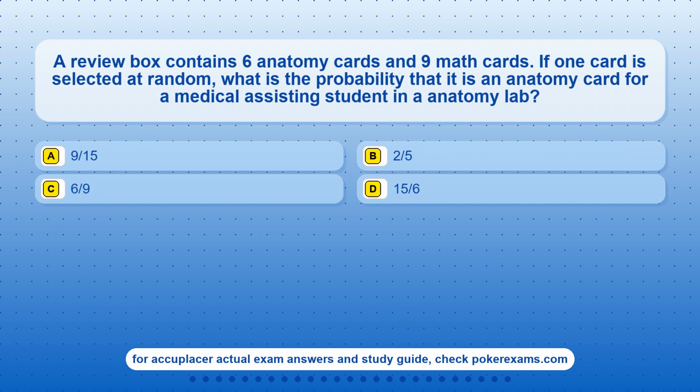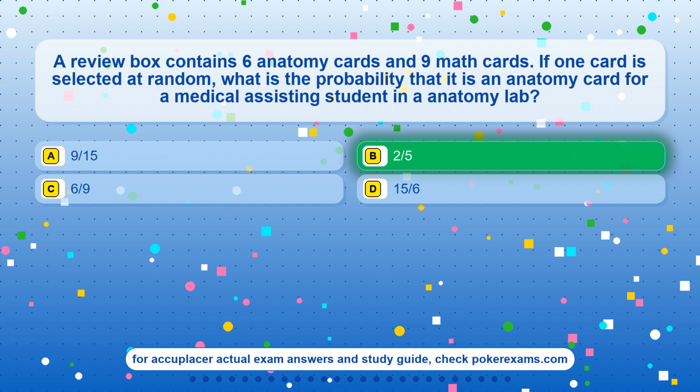Question 2. A review box contains 6 anatomy cards and 9 math cards. If one card is selected at random, what is the probability that it is an anatomy card for a medical assisting student in an anatomy lab? Option A, 9/15. Option B, 2/5. Option C, 6/9. Option D, 15/6.